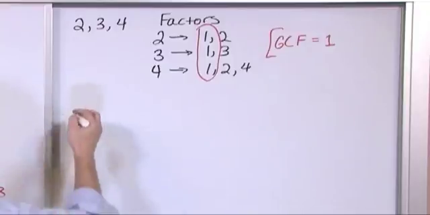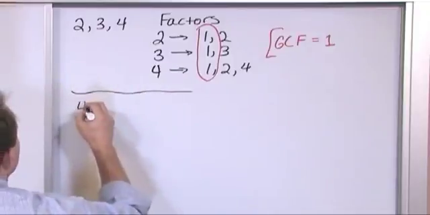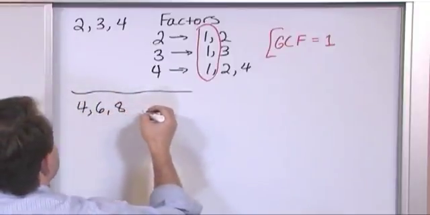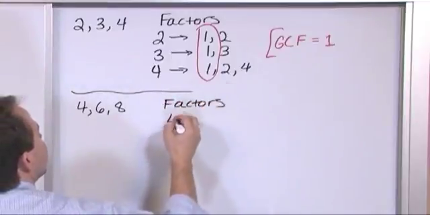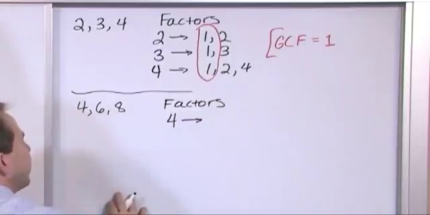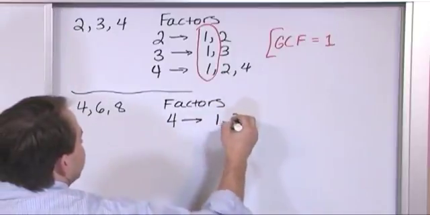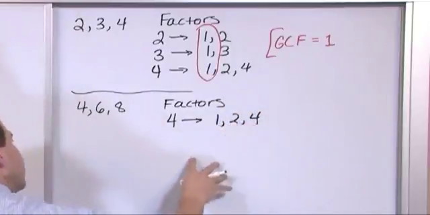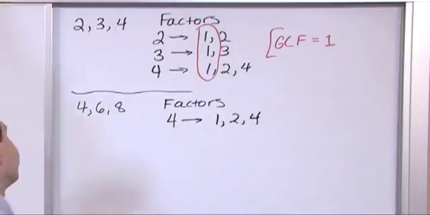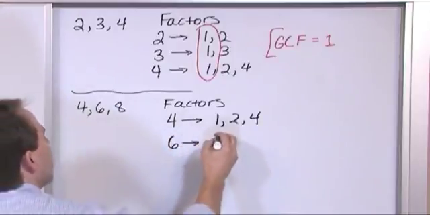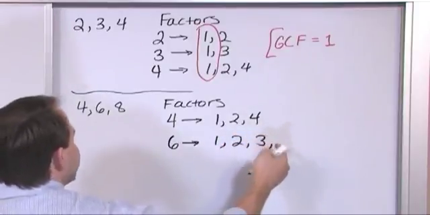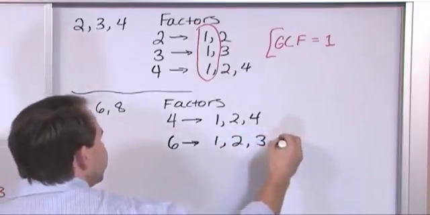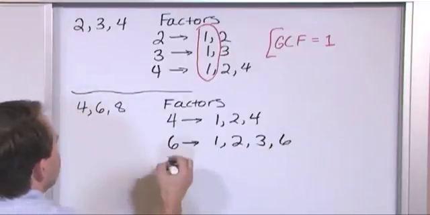All right. How about 4, 6, and 8? So let's find the factors of 4. What are the factors of 4? We've done that a number of times. 1, 2, and 4. These are the only numbers that can divide into the number 4. What about 6? 1 can divide into 6, 2 can divide into 6, 3 can divide into 6, but 4 can't, 5 can't, 6 can divide into 6. So that's the factors there.